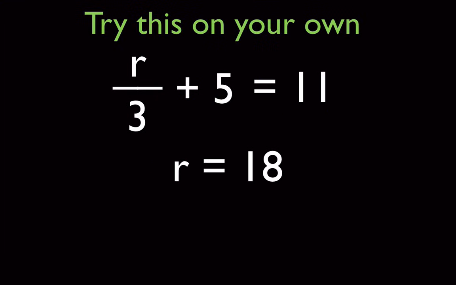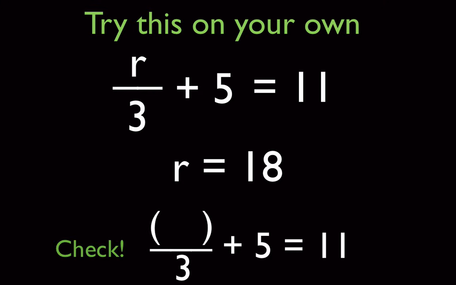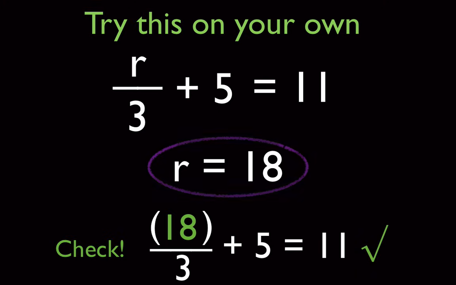Checking my answer, I'm going to end up with 18 on top. 18 over 3 is 6. 6 plus 5 is 11, and we're good. Simple as that.